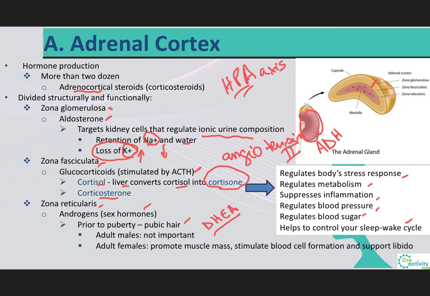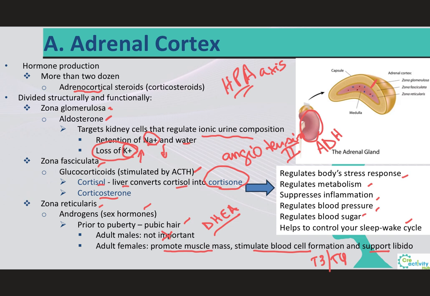This hormone will stimulate the development of pubic hair in boys and in girls right before puberty. But while this hormone is not very important for adult men, because they have the testes that produce large amounts of androgen, in adult women, androgen will promote muscle mass, stimulate blood cell formation, and also support libido. Now remember that we had another hormone that influenced libido, the thyroid hormones, T3 and T4, where low levels of these hormones will decrease libido.